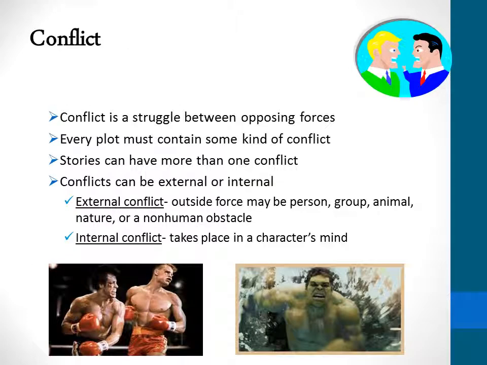Then we have conflict. Conflict is a struggle between opposing forces. Every plot must contain some kind of conflict. The worst thing you can do is have a story where nothing really happens. And most of us would probably find it pretty boring. Now, there's an old TV show called Seinfeld, which was famous for it being about nothing. However, in every show, there was some level of conflict.